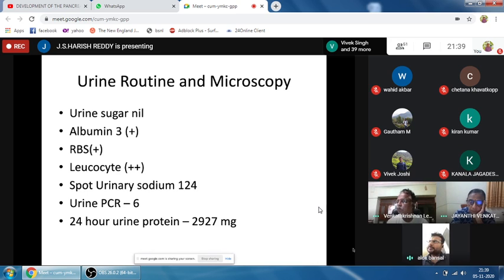Number two, you can see tram track appearance of deposition. You can get interstitial nephritis. You can get cryoglobulinic vasculitis, isn't it? These three things you can develop, and you can also develop glomerulosclerosis. All these things you can develop in hepatitis C. You can develop anything.